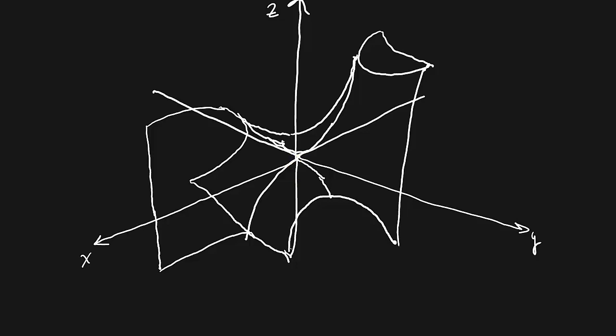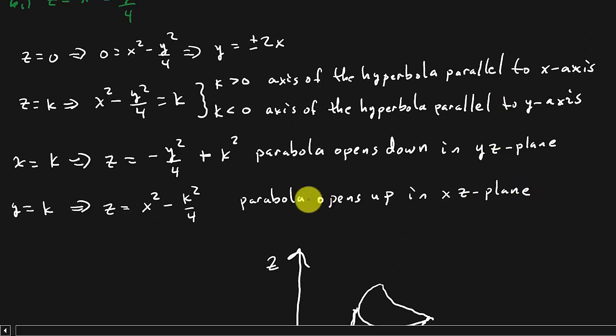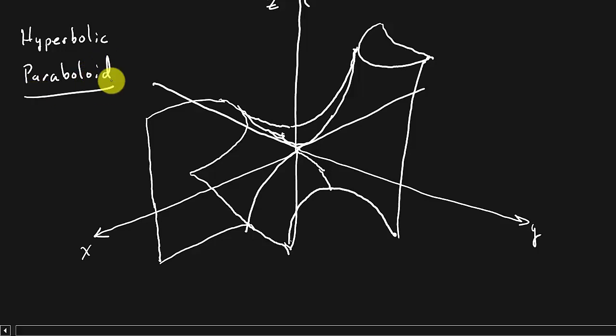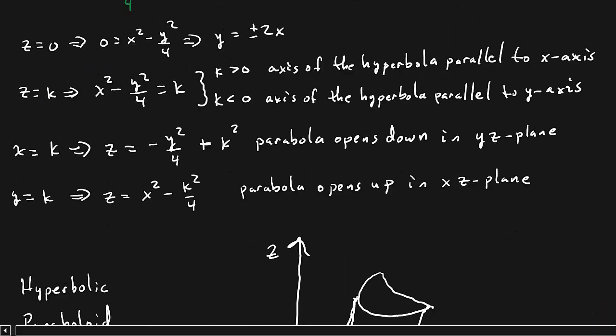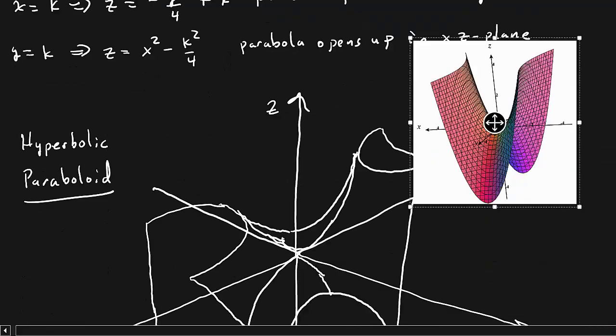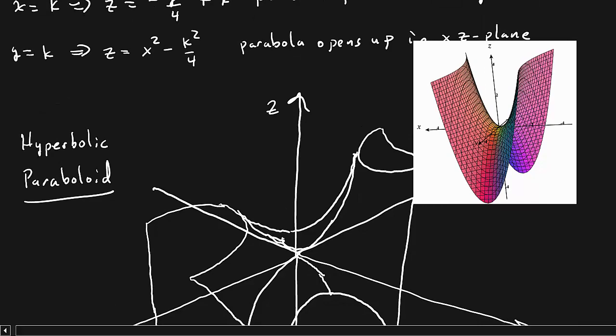Okay, so we know what all the traces were, what plane they're in, and this surface is a hyperbolic paraboloid. And this graph looks something like this. There you go. That's what it should look like. I know mine looks sad.